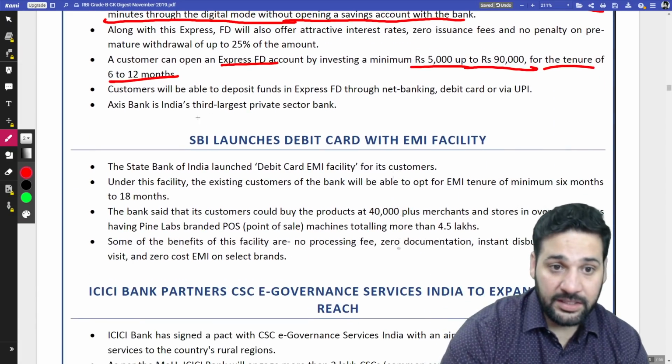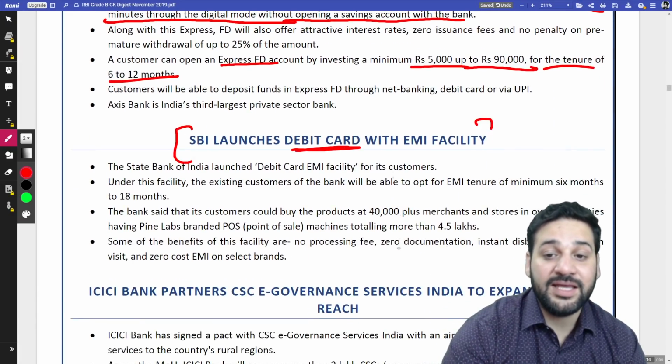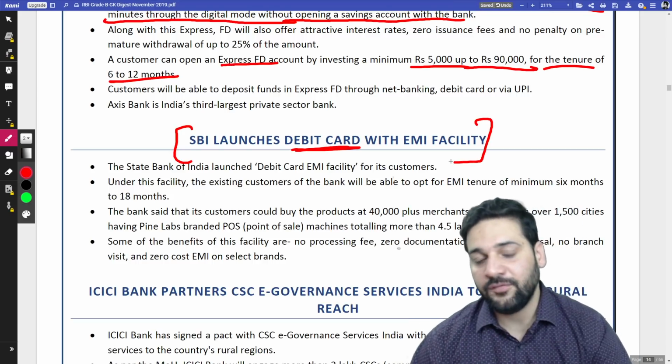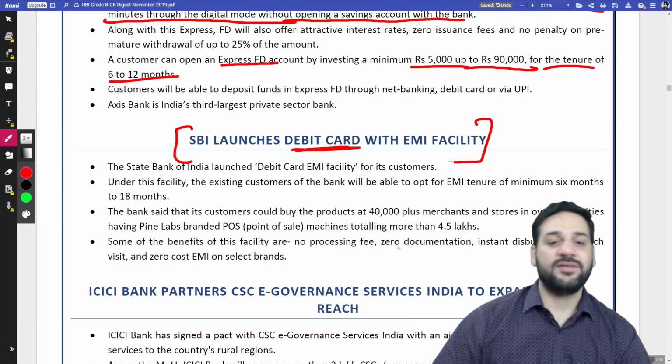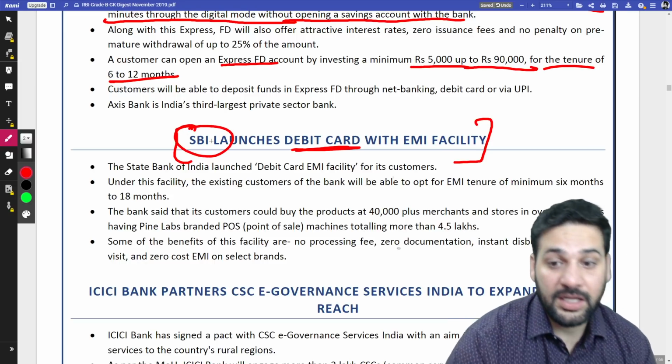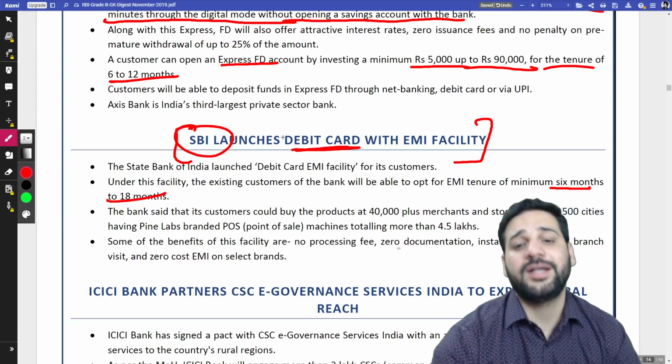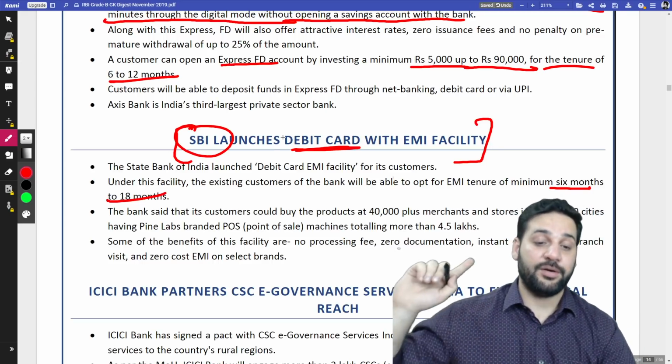SBI launched a debit card facility with EMI. So, debit card with EMI, really important. Which bank launched the debit card with the EMI facility? That is the State Bank of India. The tenure is 6 to 18 months. So yeah, important है, debit card with EMI facility. That is the State Bank of India.